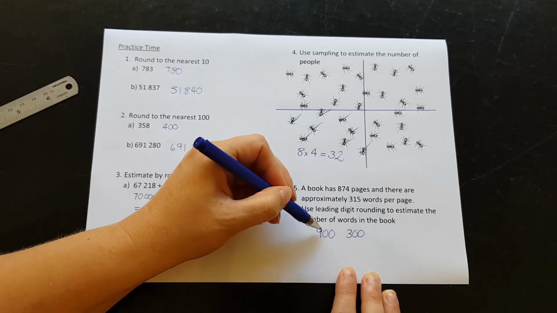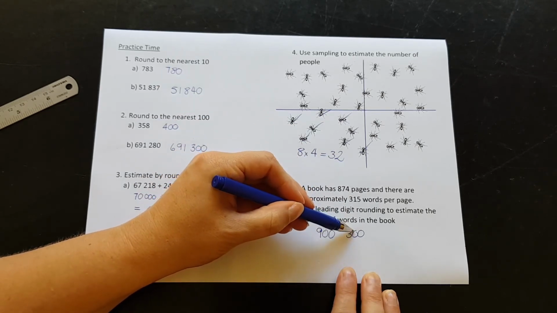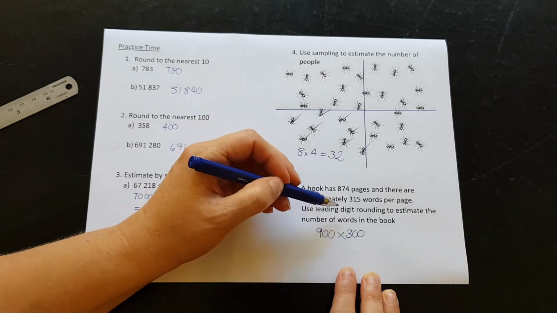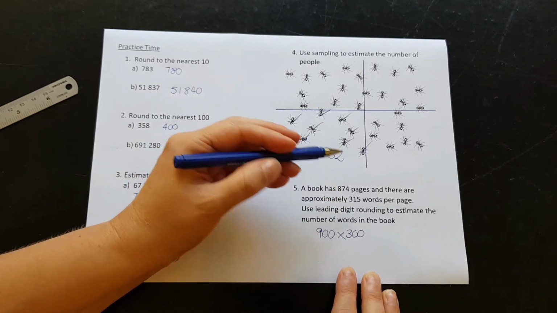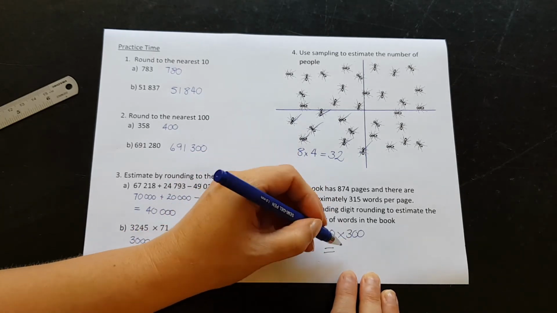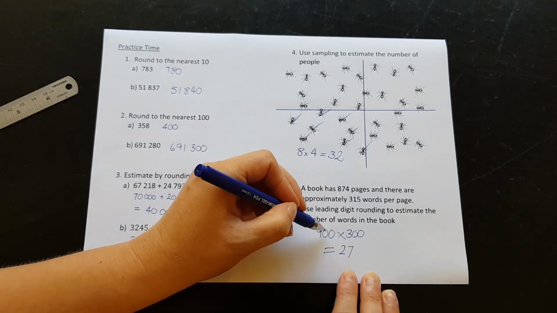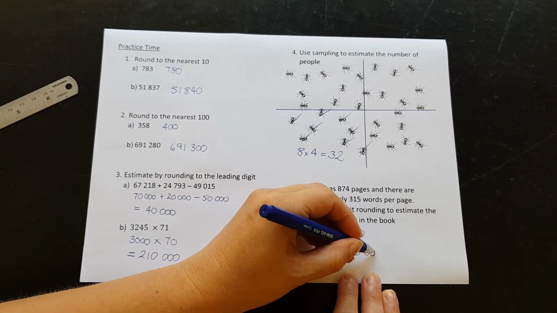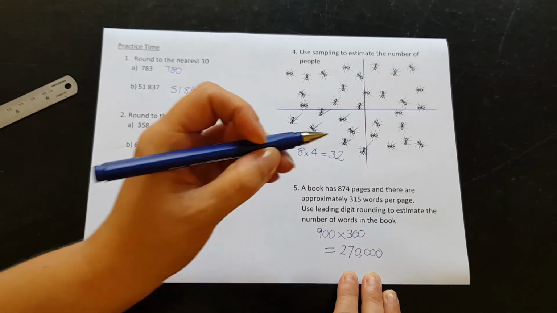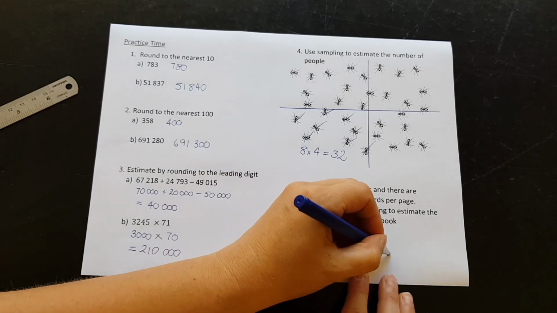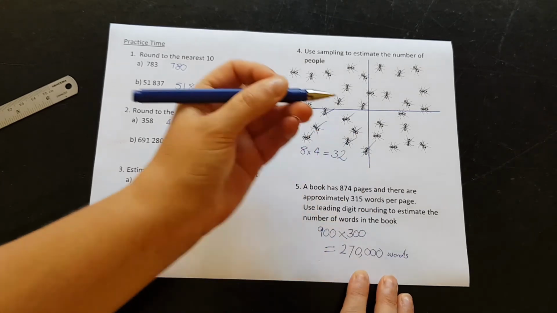Now, 900 pages, 300 words per page. If we times that together, that would tell us the number of words in the book. So multiplying the big numbers, 9 times 3 is 27. And 1, 2, 3, 4 zeros. So 1, 2, 3, 4 zeros in the answer. So we would expect 270,000 words in the book.